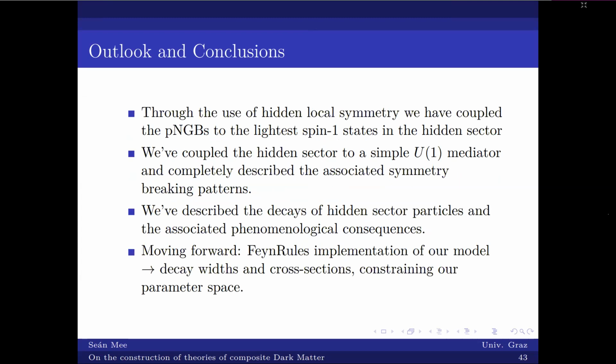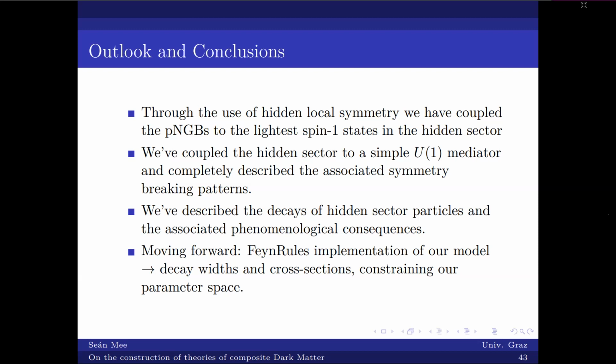We've coupled the lightest spin-1 states to our PNGBs through the use of a hidden local symmetry. We've coupled it also to a simple U(1) mediator and described completely the associated symmetry breaking patterns. And finally, we've looked at the decays of hidden sector particles and the associated consequences.